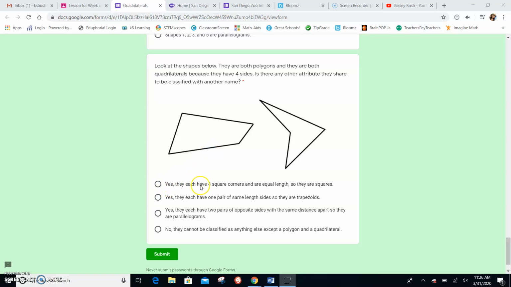Yes, they each have four square corners and are equal length, so they are squares. Yes, they each have one pair of the same length side, so they are trapezoids. Yes, they each have two pairs of opposite sides with the same distance apart, so they are parallelograms. No, they cannot be classified as anything else except a polygon and a quadrilateral.